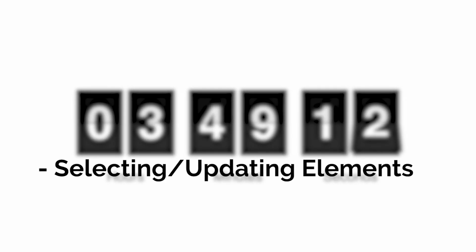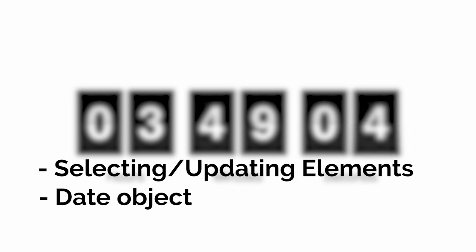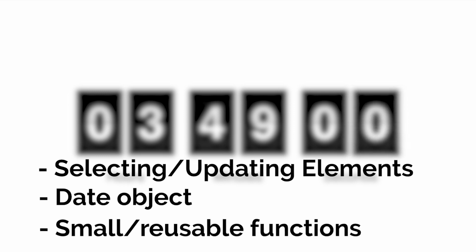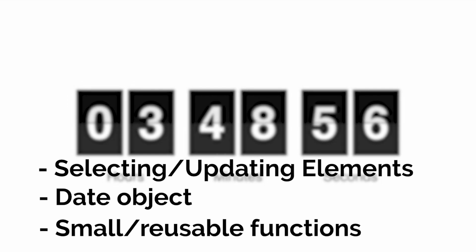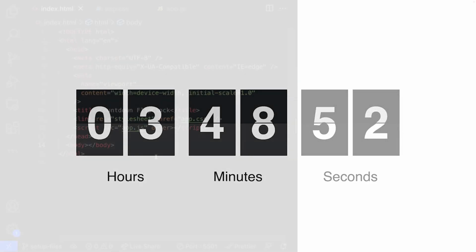So the key things that you're going to learn in this tutorial is how to work with the DOM and how to insert values into parts of the markup that we're going to be creating, but also we'll be looking at how to work with the date object in JavaScript. And we'll also work on breaking our code down into small functions so that you can understand what's going on and reuse them elsewhere if you need to. So let's get started making our JavaScript countdown flip clock.